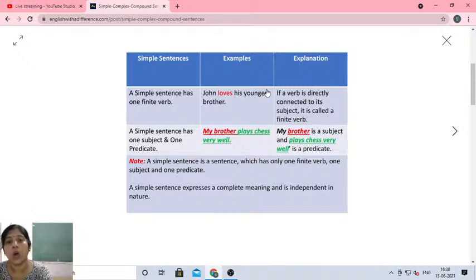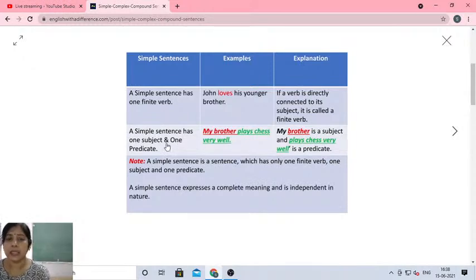A simple sentence has only one finite verb. How to identify a simple sentence? It is a sentence which has only one finite verb. For example, John loves his younger brother. How many finite verbs are here? Only one. The verb loves is directly connected to John. If a verb is directly connected to its subject, it is called a finite verb.